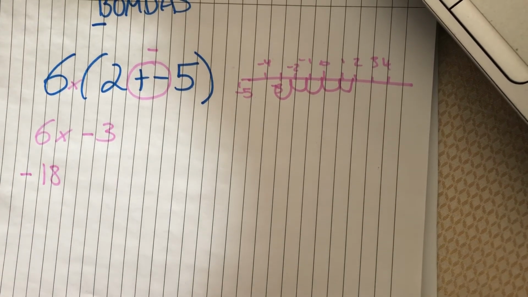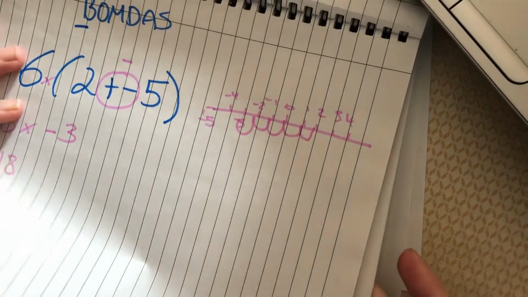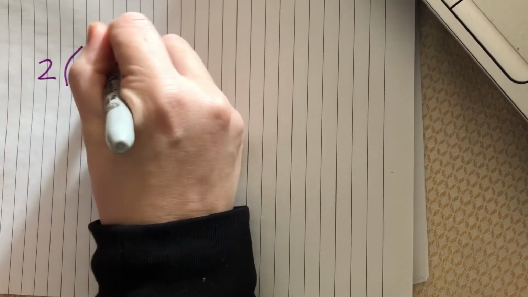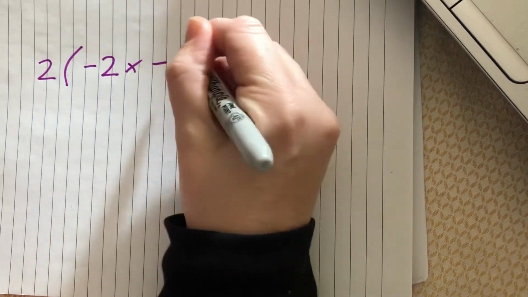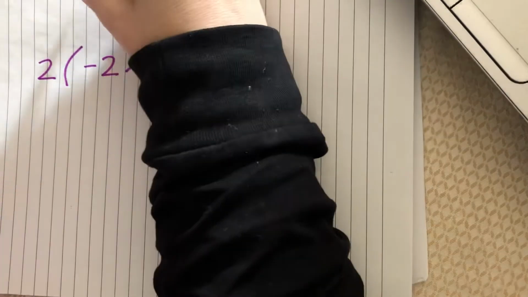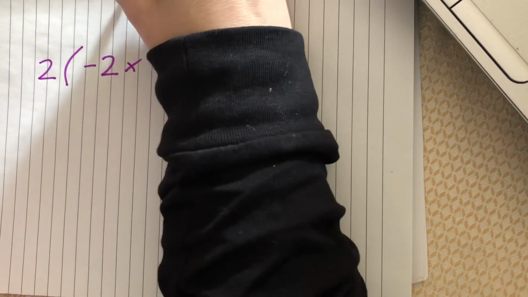I know some of you aren't convinced, some of you are. You can switch off if you're all over this, but stay with me if you want a little bit more help. We'll do a couple more. I'll do purple this time. So 2 bracket -2 multiplied by -6. I'm going to write BIDMAS this time, just switch it up.